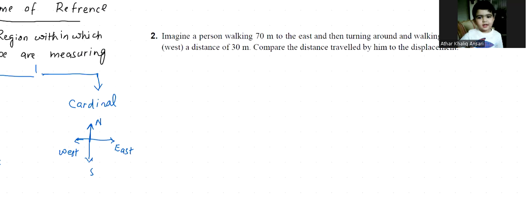So actually, when I'm going to mention the distance or displacement, I need to use a coordinate system. So here I am going to use a coordinate system for the understanding. Let's say I am using the cardinal system here. So I can say this is the east direction. Now the person walks from this start point to here. You can say it is going 70 meter to the east.